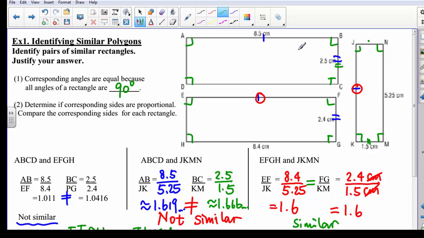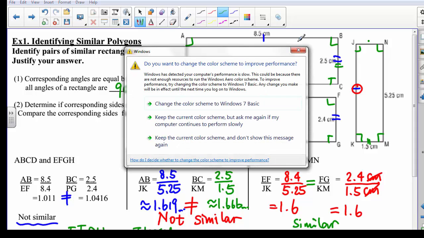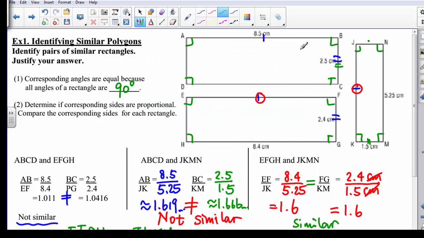however, if they don't have their corresponding sides proportional, they are still not similar polygons. From this example, we can realize one thing. For two polygons, even though they have their corresponding angles equal, if their corresponding sides are not proportional, these two polygons are still not similar to each other.